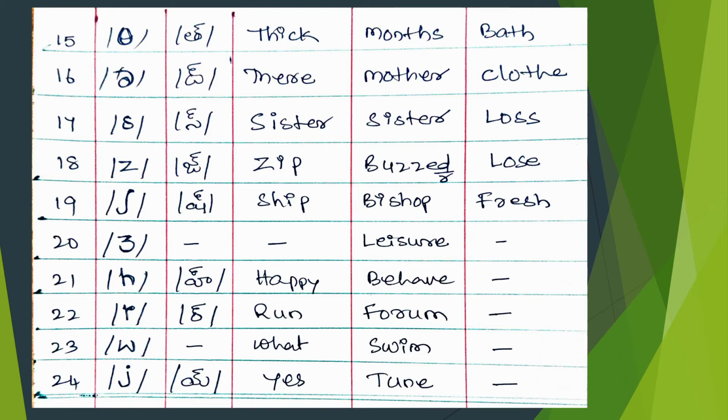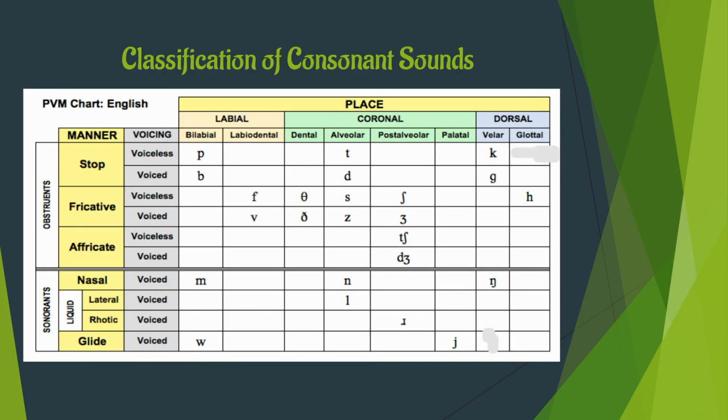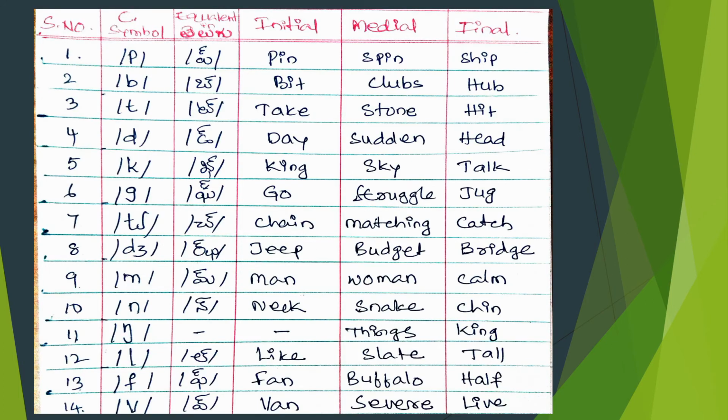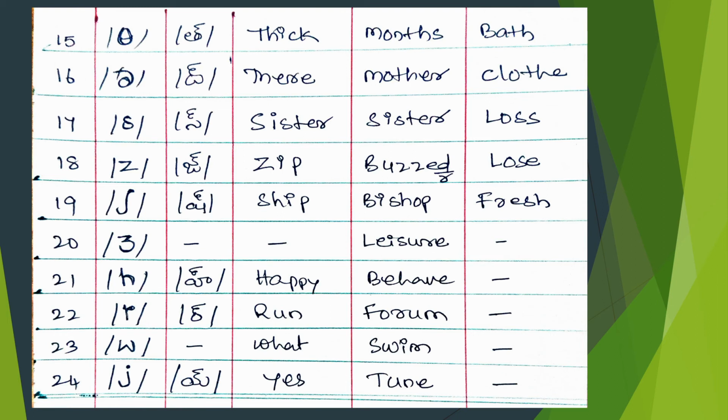Now let's move on to the next dental fricative. This happens in words such as this. The th in this is also a dental fricative, but it is a voiced one. Now if you see its description, it is a dental voiced fricative. This sound is represented with this letter in Telugu. This happens initially, medially, and finally.